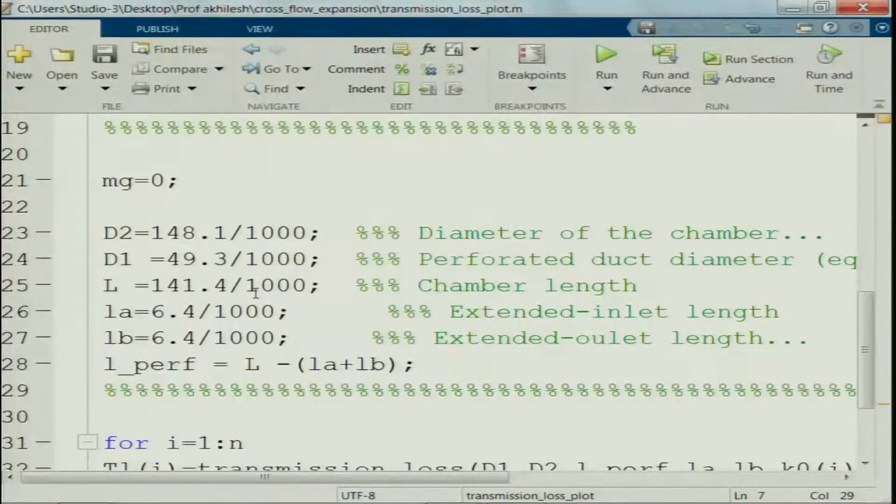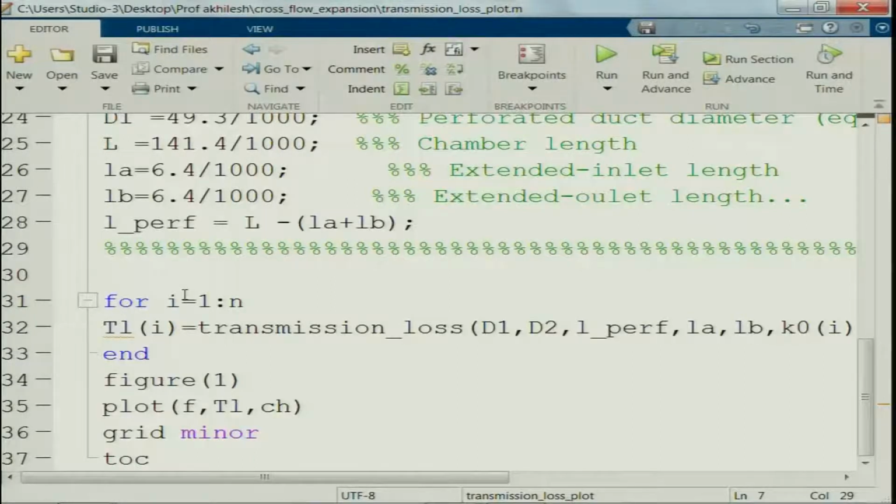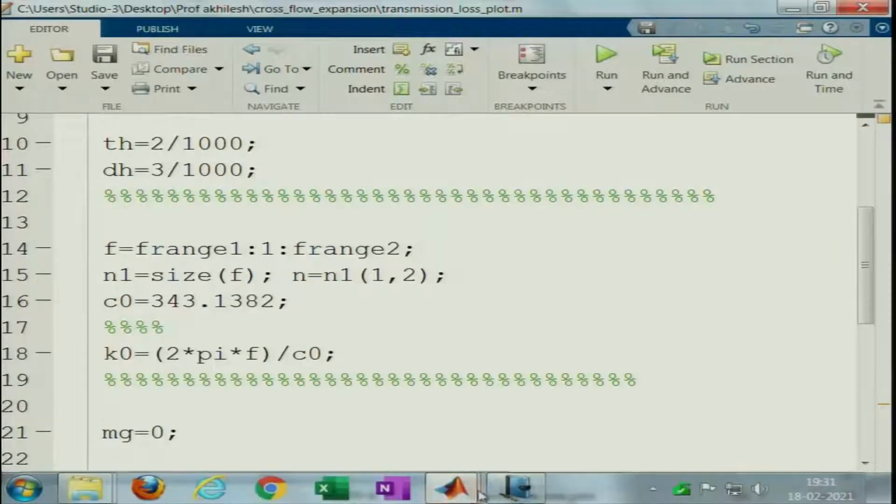L is your overall chamber length, LA is the neck extension at the inlet, and LB is the neck extension at the outlet. So, what is the perforate distance? It is L minus LA plus LB. So here we have that as the perforated distance.